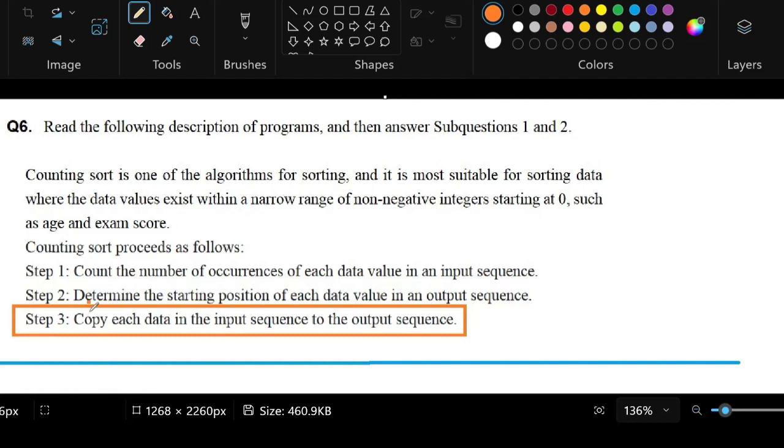Question number 6 of the PhilNITS FE afternoon portion of the exam. In this question, we are being asked for step 3, which is to copy each data in the input sequence to the output sequence. What would be the answers for the blank in our pseudocode down below?